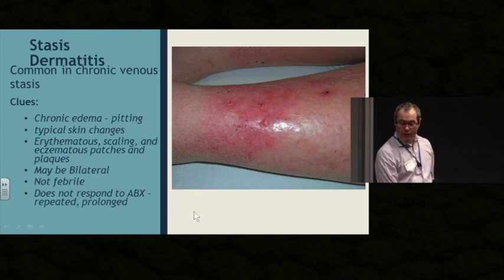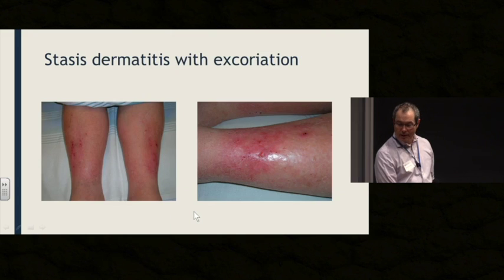And if you have a leg looking like this, it's not getting better on antibiotics, you have to think about stasis dermatitis. That's the same patient there. You see both legs now. It's bilateral. There's some excoriation.